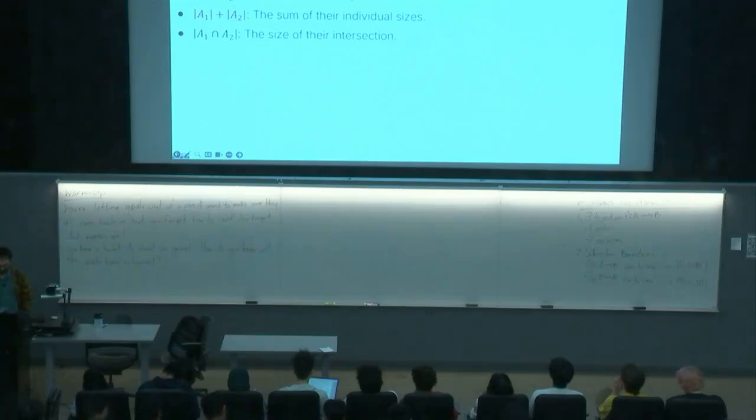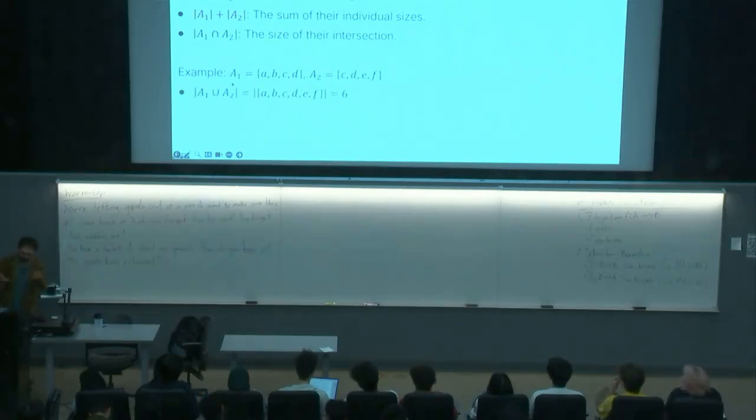So these different pieces: this is the size of their union. These bars say size of set. This forms a new set, which is their union. And these are all the individual pieces. For example, if A1 is A, B, C, and D, and A2 is C, D, E, and F, and I wanted to know the size of the union, it's 6. If I union these two sets, it's all 6 items.